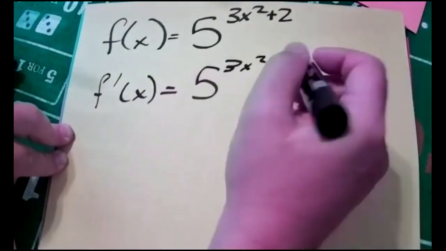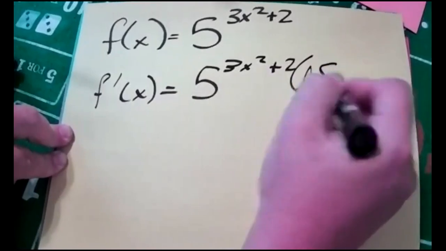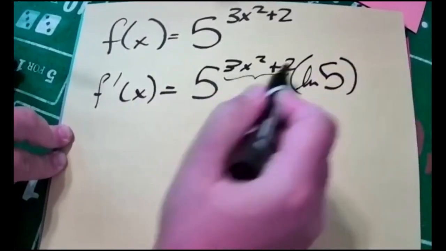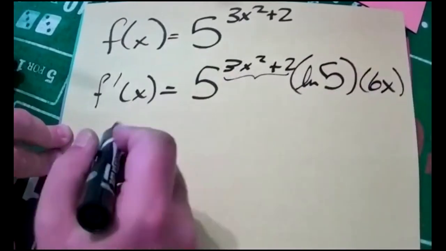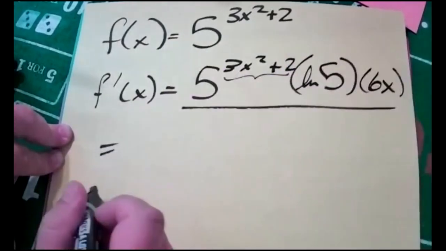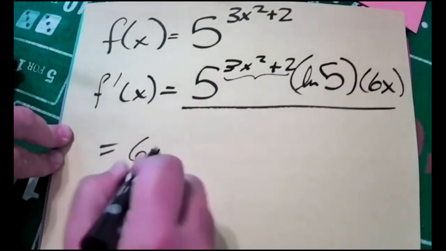Since this is not e, you have to multiply by the natural log of 5. And since the chain rule applies, you have to multiply by the derivative of the exponent, which is 6x, which means your final answer really looks like this. You could write it in any way that you like, maybe like this.